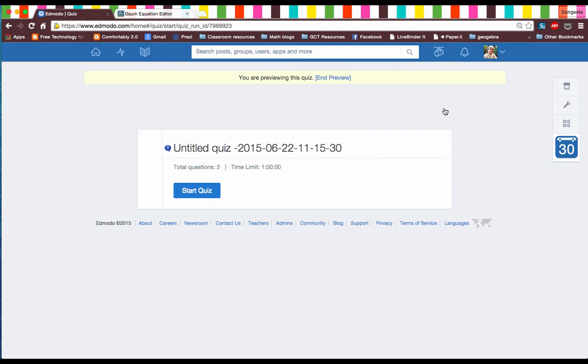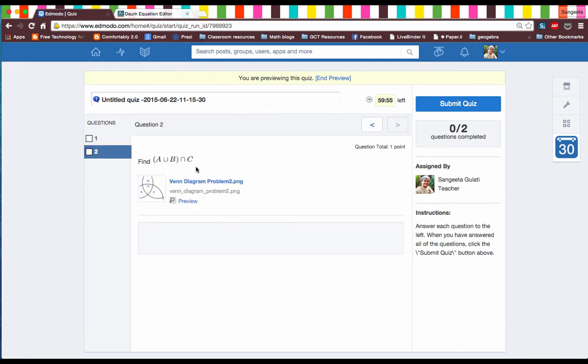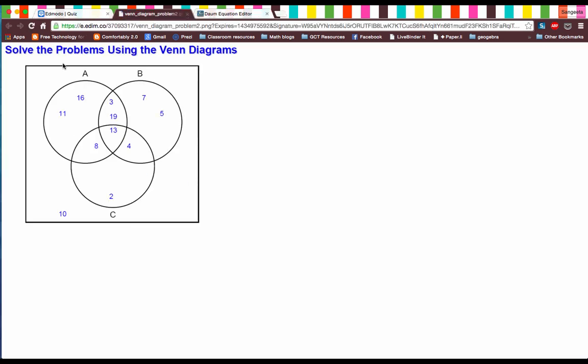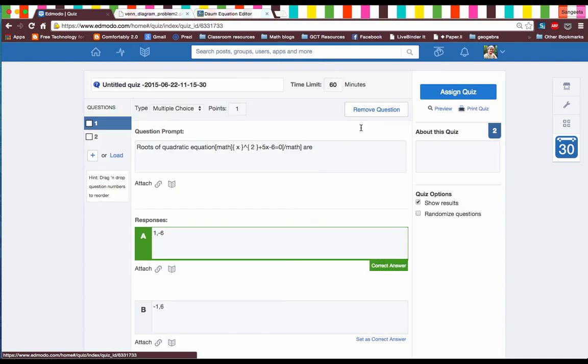So when you preview it, you will be able to see both the problems and at the same time the form that you want the equations and mathematical expressions to look like. In this case, if I click on this, I get to see the picture which the student would also preview and then decide what the answer is going to be. So math symbols and math equations are very easy to insert using DOM equation editor, and you are ready to go. Assign the problems and the quiz to the student, get the feedback and plan your lesson.